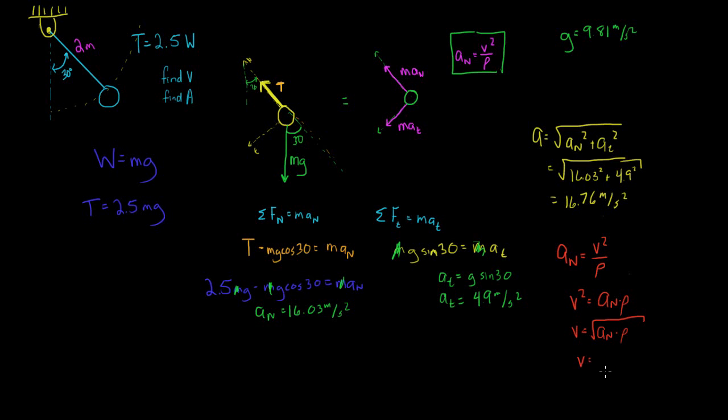We have our normal acceleration, and we have what our radius of curvature is. So our velocity is equal to the square root of 16.03 times this 2 meters right here, this radius. When we do this, we get a velocity equal to 5.66 meters per second. So there you have it. Your acceleration is 16.76 meters per second squared, and your velocity is 5.66 meters per second.